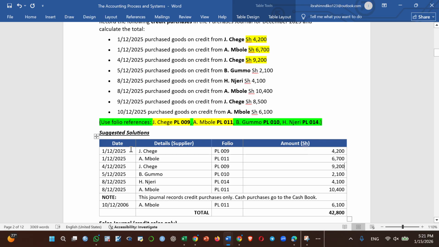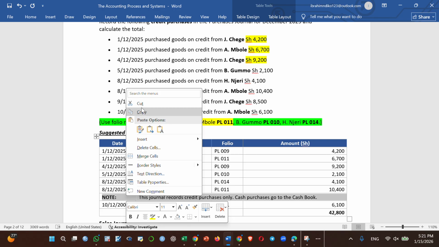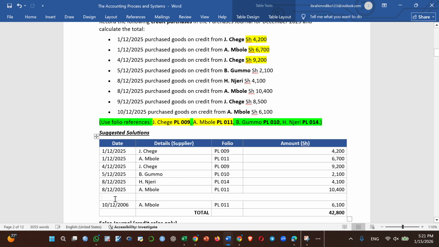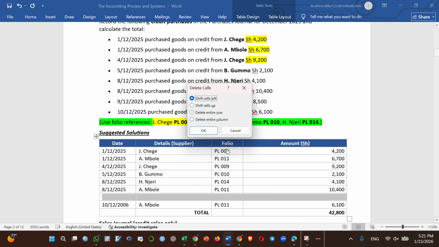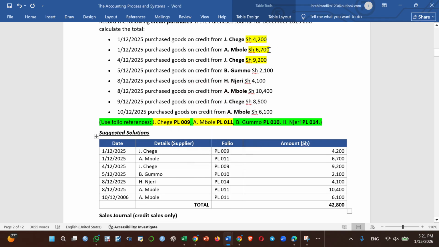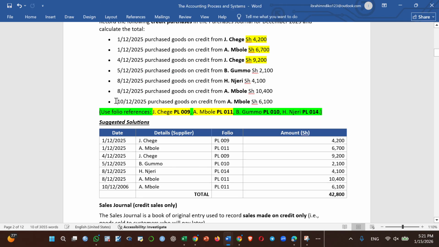So you repeat all the transaction up to the 10th. I think there is some item I skipped here. I think we can remove this. Just a moment, I have seen there is something I skipped. Let me delete this. So we have here 42, 67, 92, 21, 41, 10, 400. So this one is not there. So yeah, just remove it.